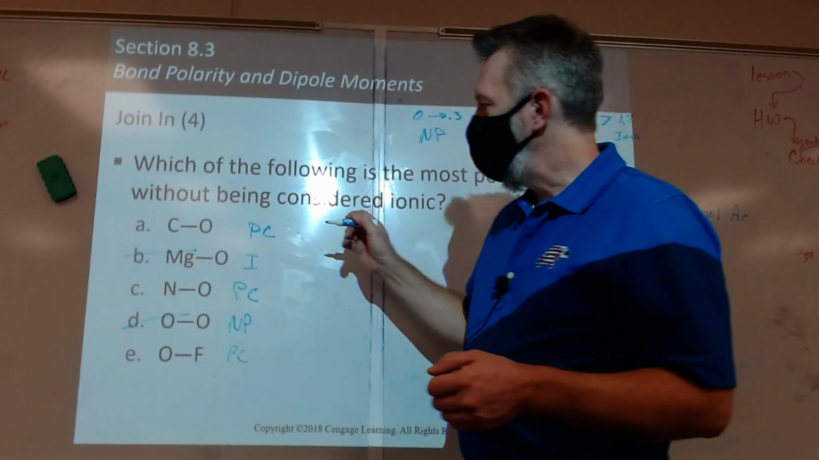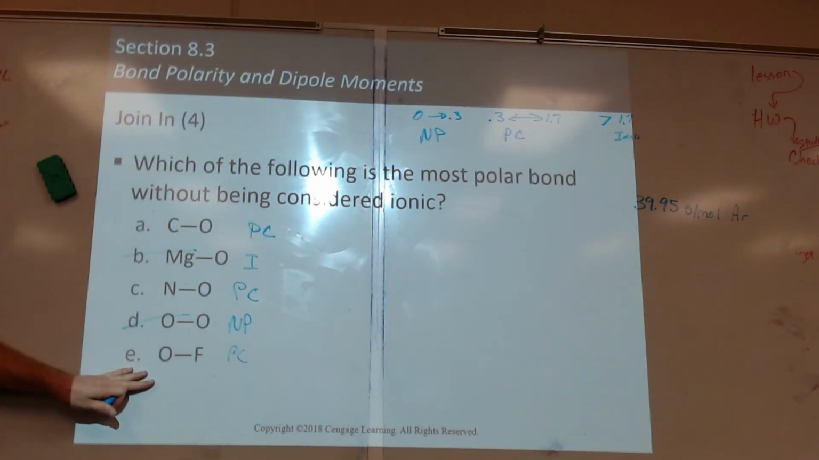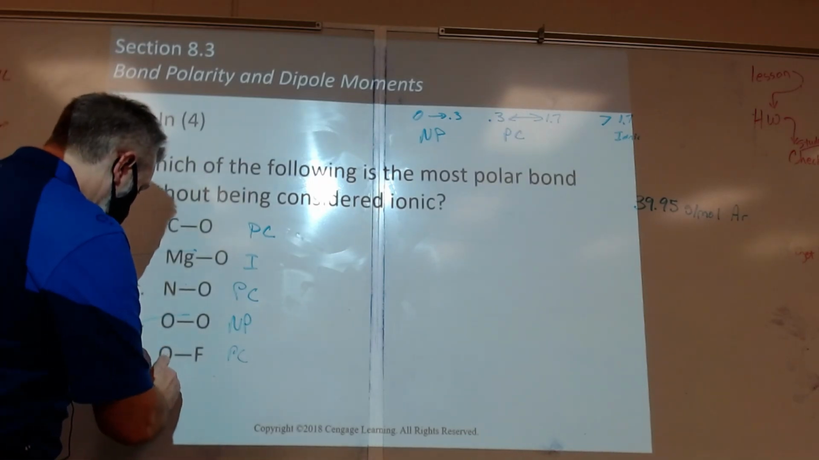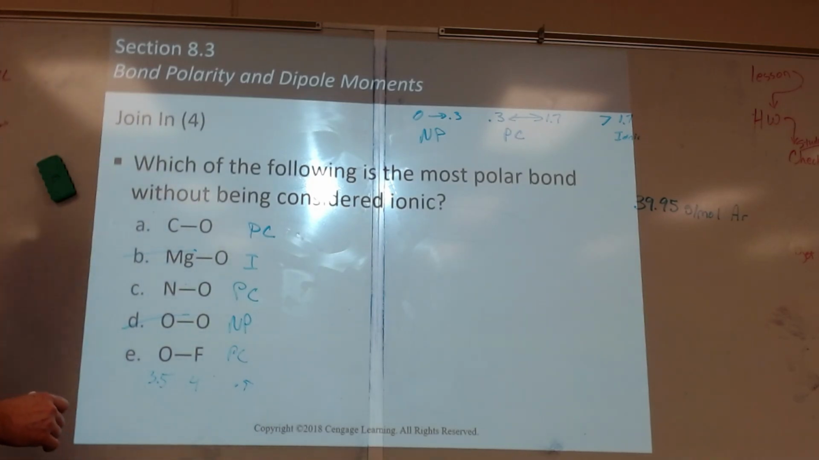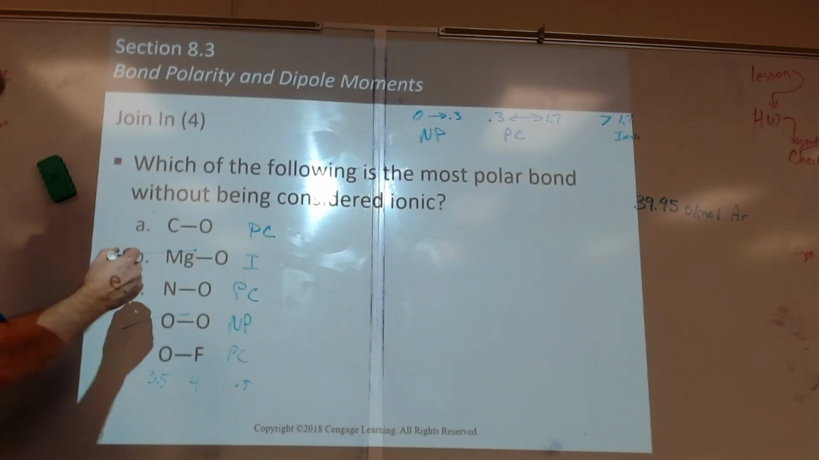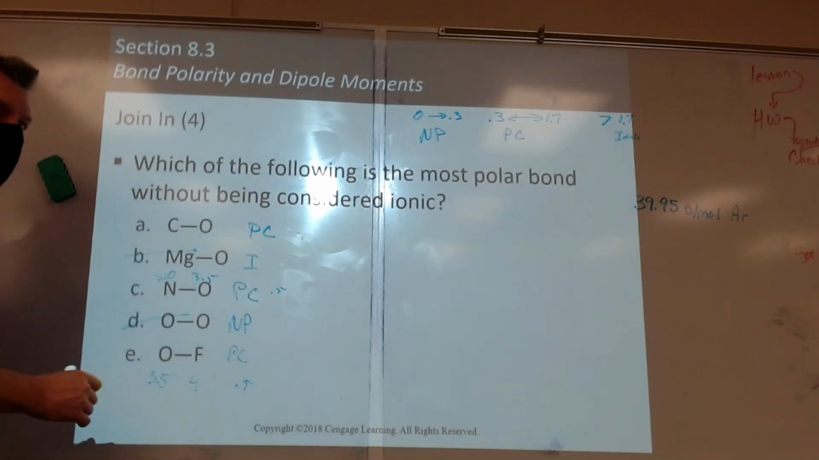Okay, let's look at this one. So the difference between oxygen and fluorine on the periodic table, are they close or far away? They're pretty close. This is 3.5, and this is 4, so that's going to be 0.5. Okay. Nitrogen and oxygen, they're pretty close. I don't remember nitrogen. I think nitrogen's 3. So this is 3, and this is 3.5. So the difference is 0.5.